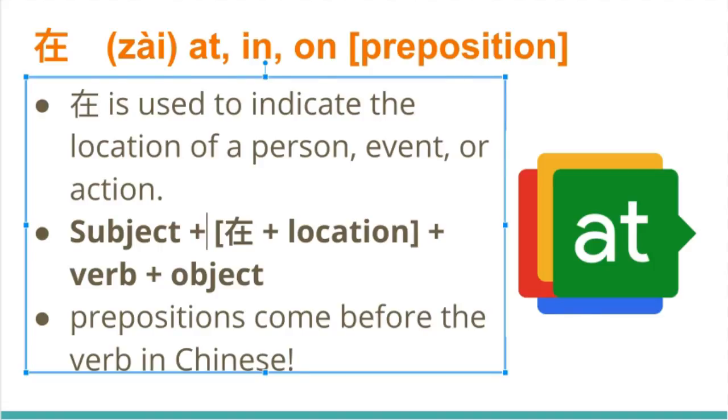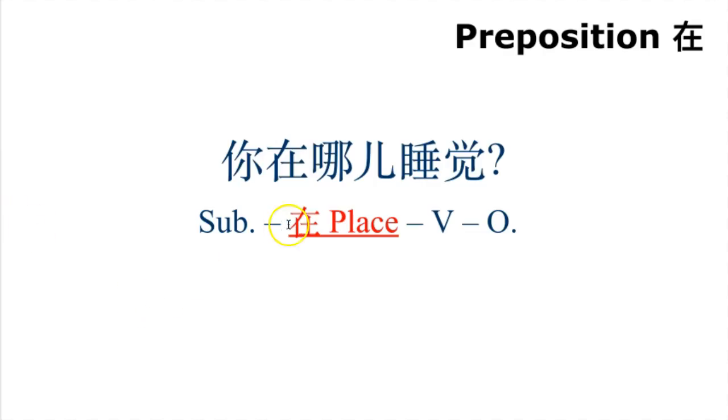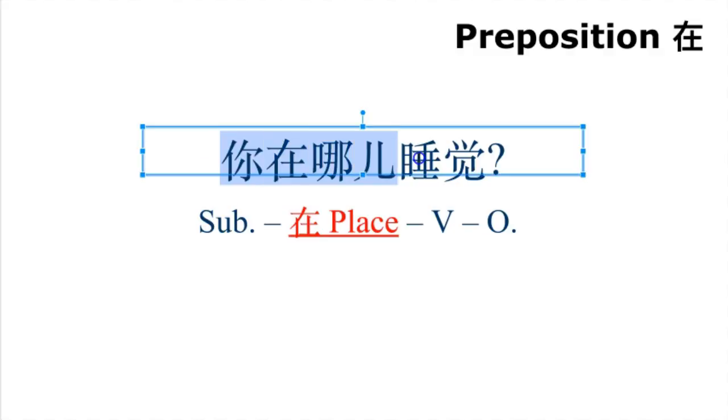Let's look at some examples of prepositional sentences using 在. For example, this question, 你在哪儿睡觉? Okay, 哪儿 is where, right? It's a place, it's location. And then I would say, at this place, you at this place sleep? Where? Right, you at where sleep. Instead of saying you sleep where, you put this prepositional phrase before the verb.